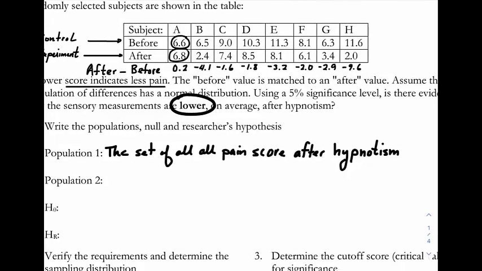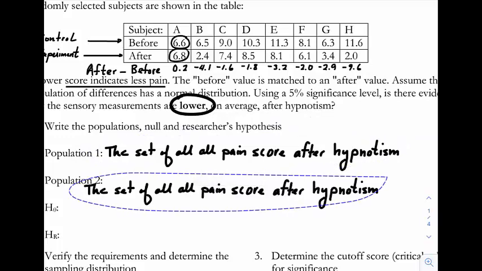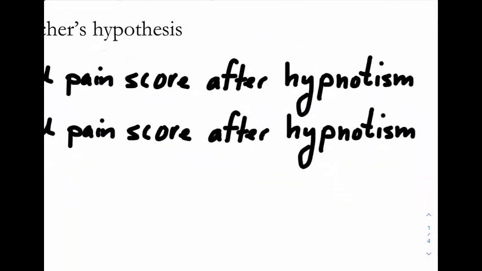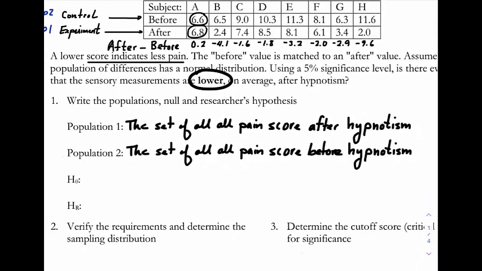Now, as we said, the before is population number 2, the control group. So all we really need to do here is copy and paste and change the word after to before, as if indicating this never happened. Before hypnosis. So those are our two populations for the experiment and control group.